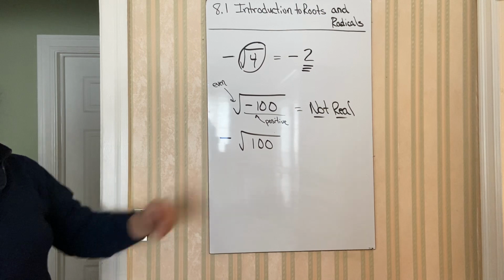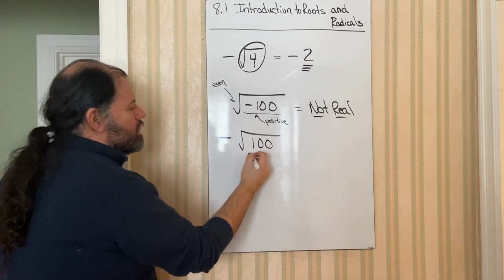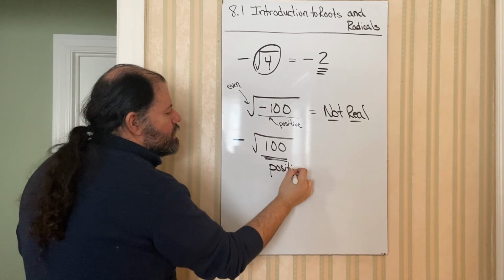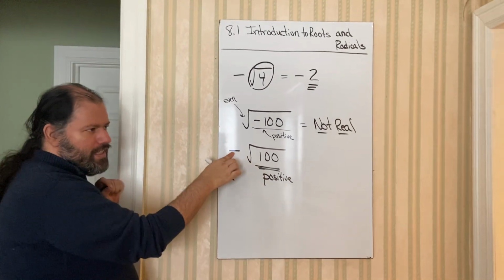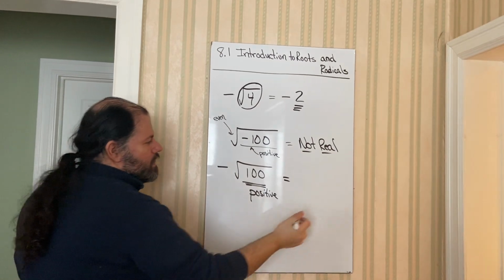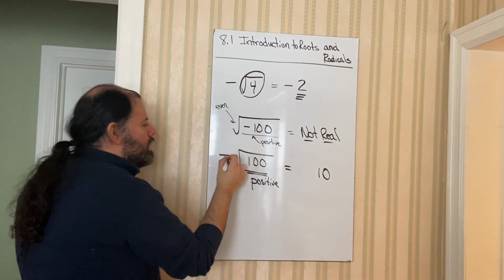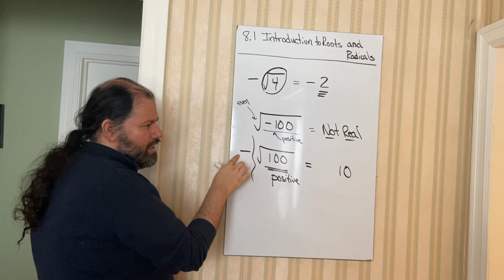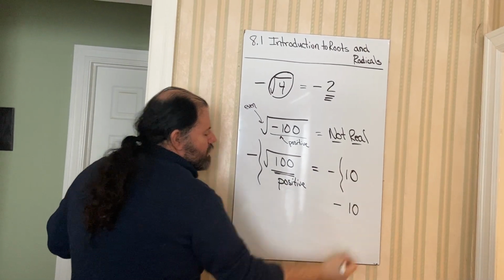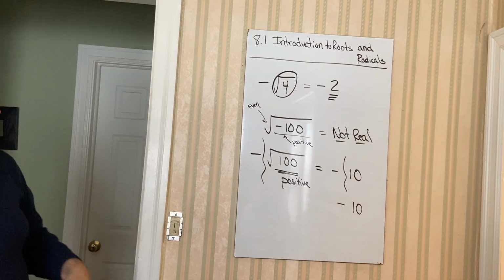But here, you can do this. Notice that this is a positive. Because this is a positive, even though there's a negative on the outside, you know that you can do the square root of 100 is 10, and then keep the negative separate, so we get -10. That would be it.